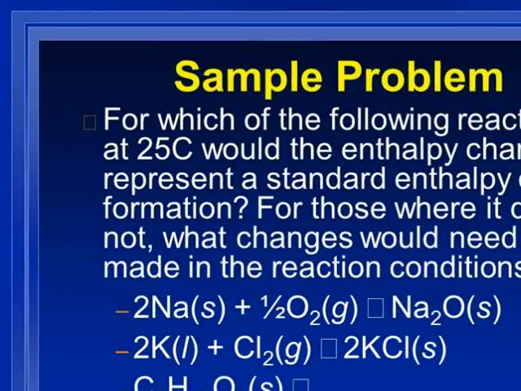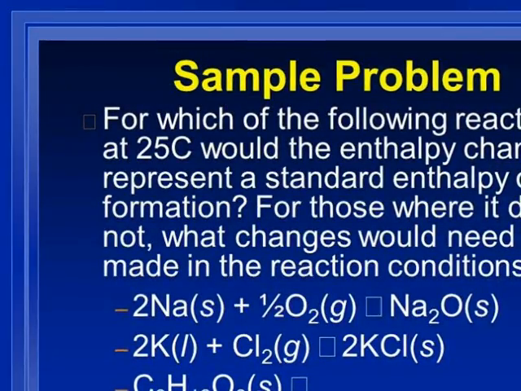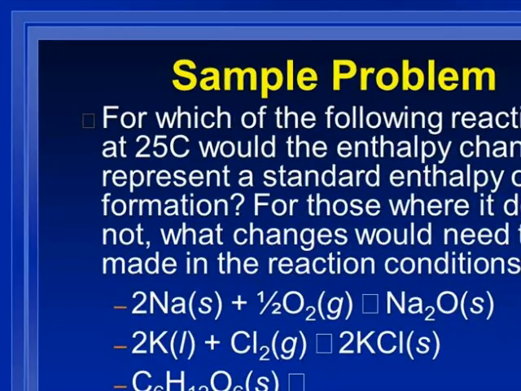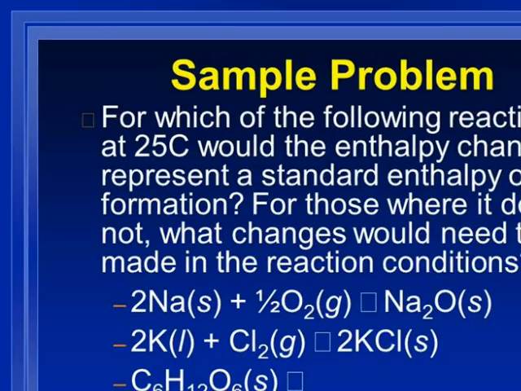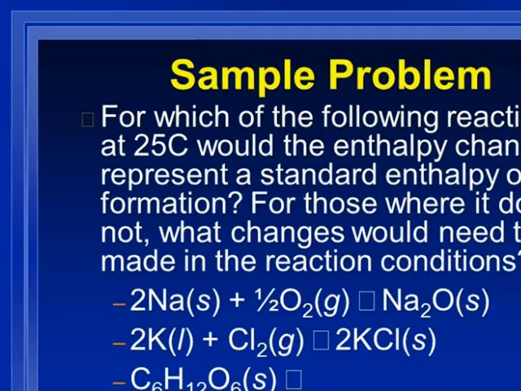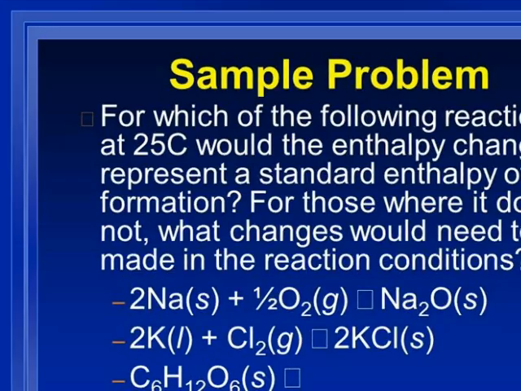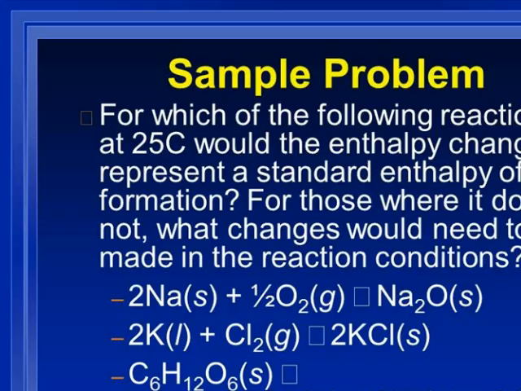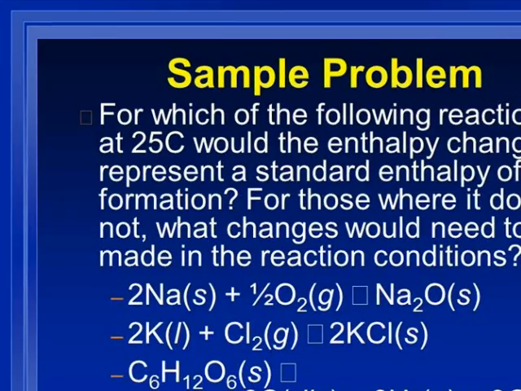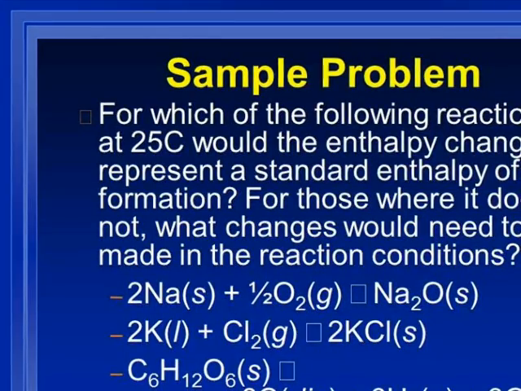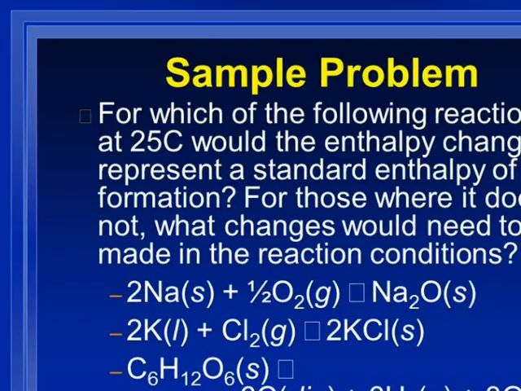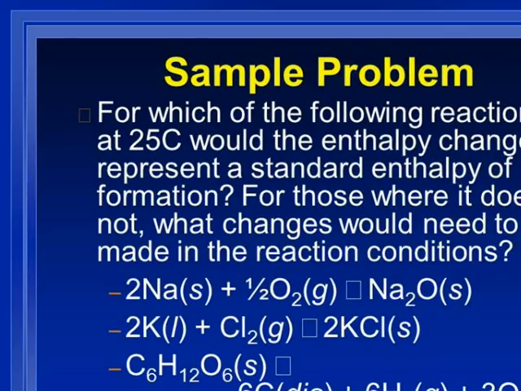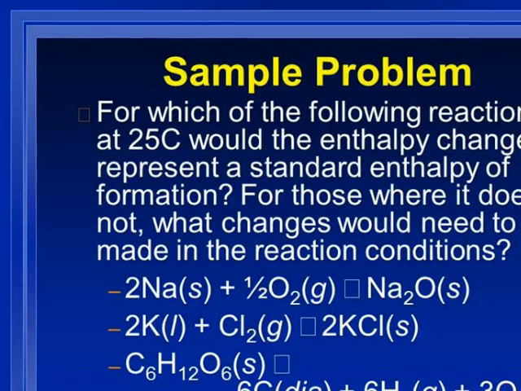So when we're defining what the standard state is, and we'll do the sample problem here online, if we look at these reactions, we want to try to figure out which of these are standard enthalpies of formation. And let's remember it's the formation from the elements, all in their natural state, of 1 mole of product. So if we look at the first reaction, 2 Na plus 1/2 O2 gas makes Na2O solid. Alright? So first thing, is the compound being formed from its elements?